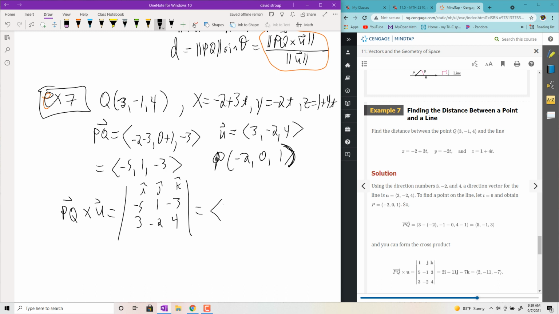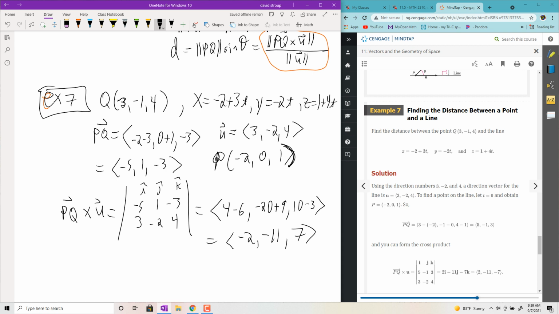So it's going to be 4 minus 6. Let's see what else. -20 minus -9, so plus 9. And then finally 10 minus 3. And we're going to get -2, -11, and then 7.